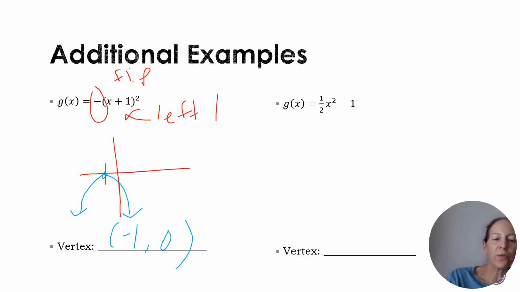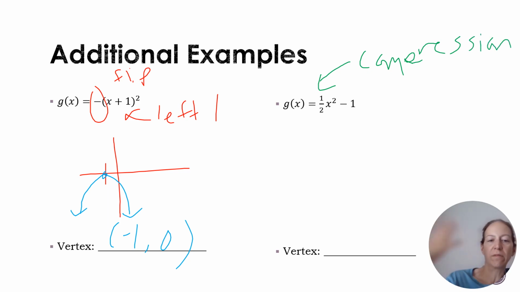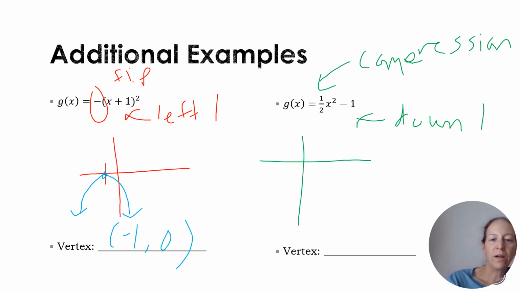On this one over here, we do have a compression, but that is not relevant to the question being asked. And this will make it go down 1. So again, timing myself, here we go. 1 down, change this, and compression is going to make it look wide. And there's my vertex right there. So that was a little bit longer. That was like 12 seconds.